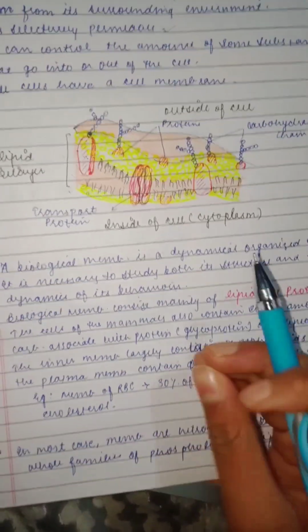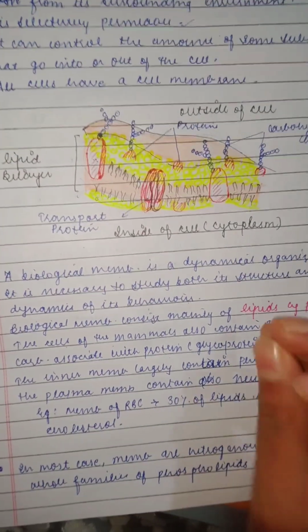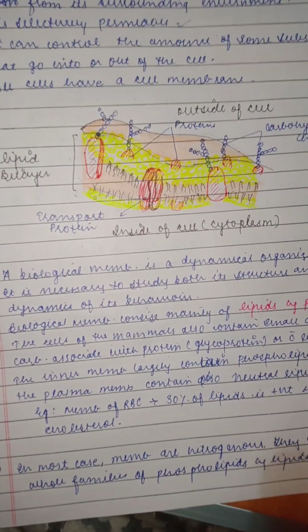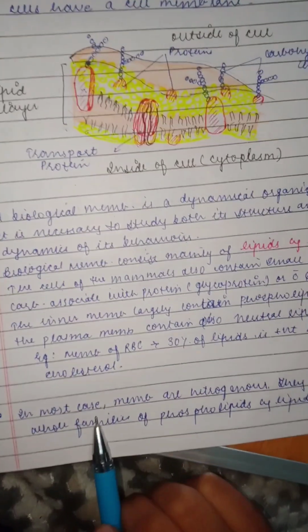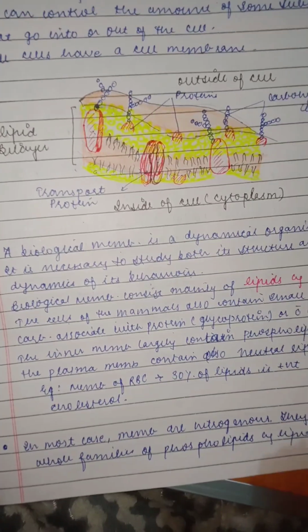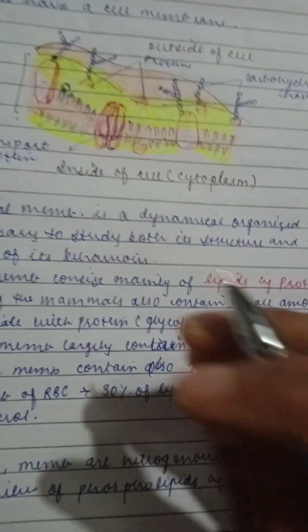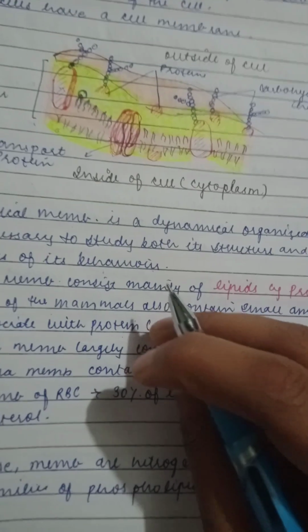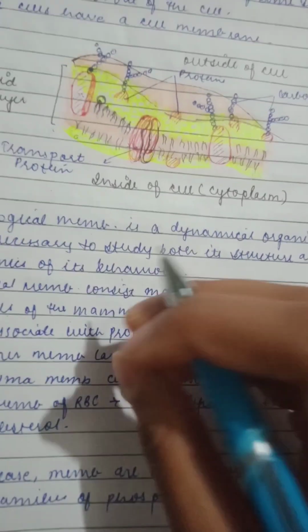For example, if we are talking about erythrocytes, RBCs, 30% of lipid is present in the form of cholesterol. In most cases, membranes are heterogeneous. They contain whole families of phospholipids and lipids. For example, the membrane of human erythrocytes contains no less than 20 types of lecithins.